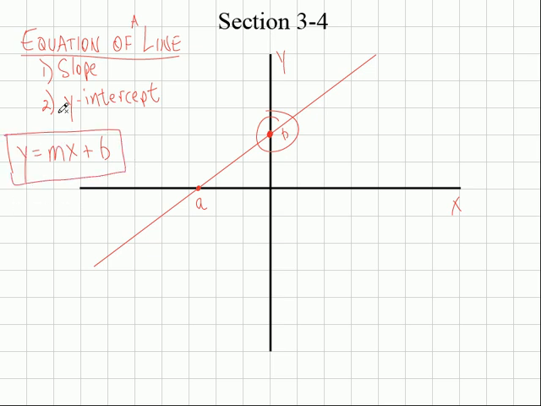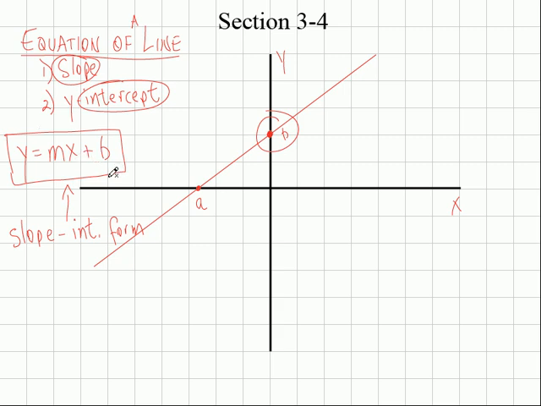Since we have a slope and since we have an intercept, guess what we're going to call this form of this equation of a line? The slope-intercept form, exactly. That's what we call this thing right here, y equals mx plus b. Now, there's another equation that we're going to learn, and yep, we're going to learn it today.